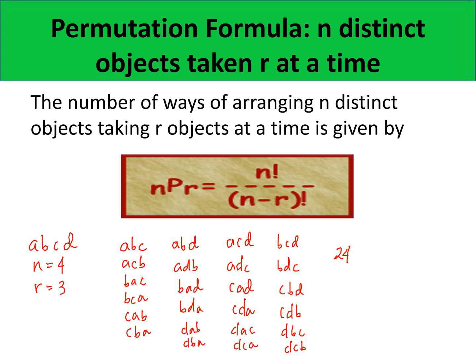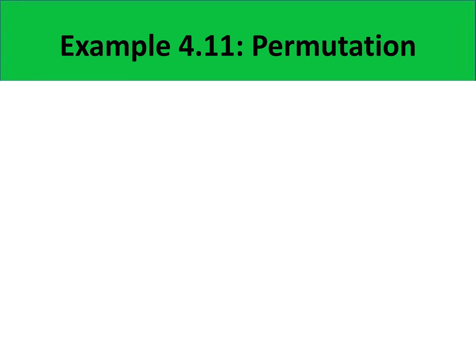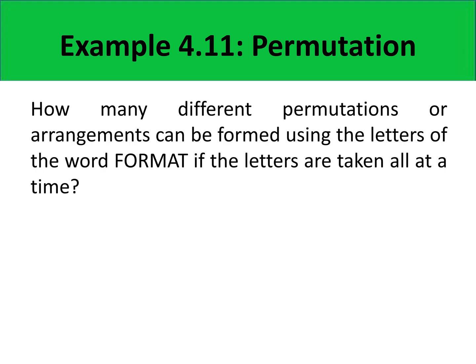Using n permutation r, we have 4 permutation 3, which is 4 factorial over 4 minus 3 factorial, which is actually 4 factorial over 1 factorial. 4 factorial is 24, while 1 factorial is 1. This gives us 24 possible arrangements. For example, how many different permutations or arrangements can be formed using the letters of the word FORMAT if the letters are taken all at a time?